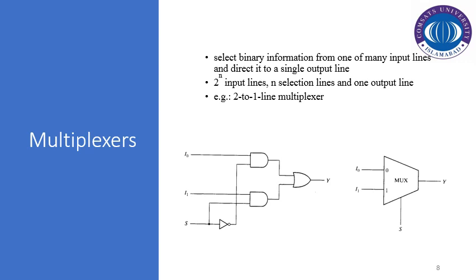So let us see the example of multiplexers. Multiplexers are also combinational circuits. First of all, let us see what multiplexers are, and how these sorts of circuits are going to function. Multiplexers are also known as data selectors.